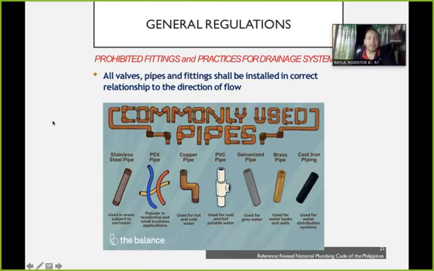All valves, pipes, and fittings shall be installed in correct relationship to the direction of flow. Yes, I see a Y branch, no, which is in the opposite manner. Can you imagine that the flow is going to the left, and then the Y branch is going to the right? No? So the discharge will be going to the right first, then it will go back again in the reverse direction. No? So that's why it's prohibited.